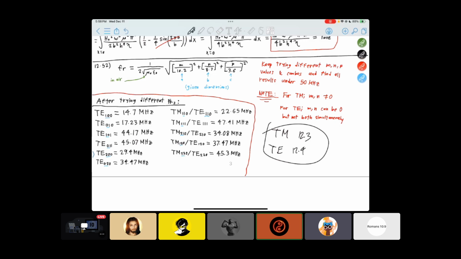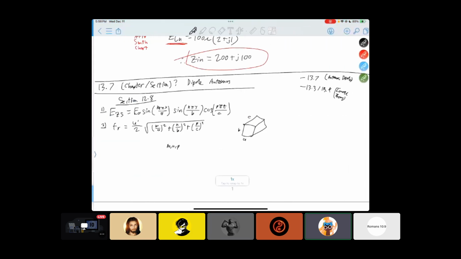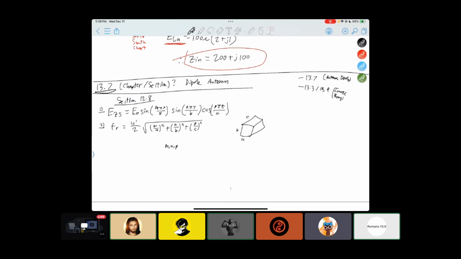Did he say he was going to have chapter 13 on the exam too? Yes, antennas. Which ones? It's like the dipole, 13.7. Okay, 13.3, 13.4, 13.7.